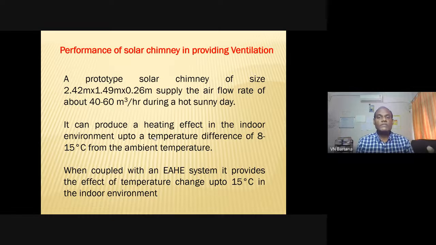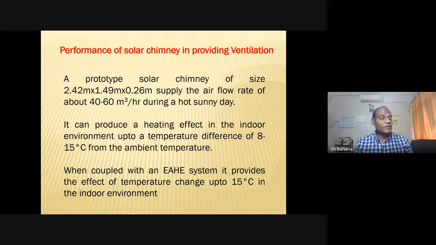We have got these results. These results are obtained by us only. Although in the available literature and research, you can get good results from different solar chimneys. When solar chimneys are coupled with an earth air heat exchanger system, it provides a temperature change of up to 15 degrees centigrade in the indoor environment.